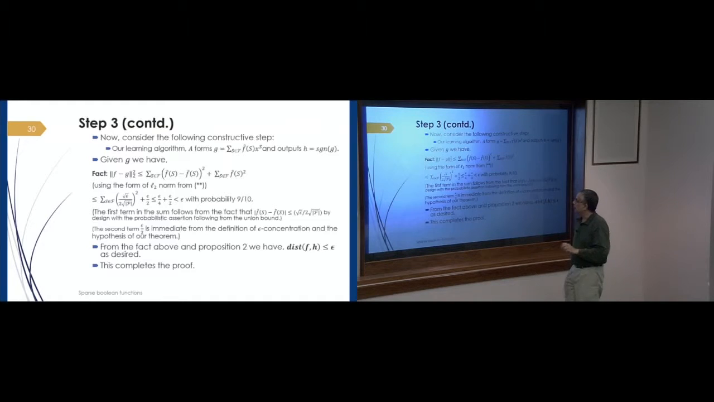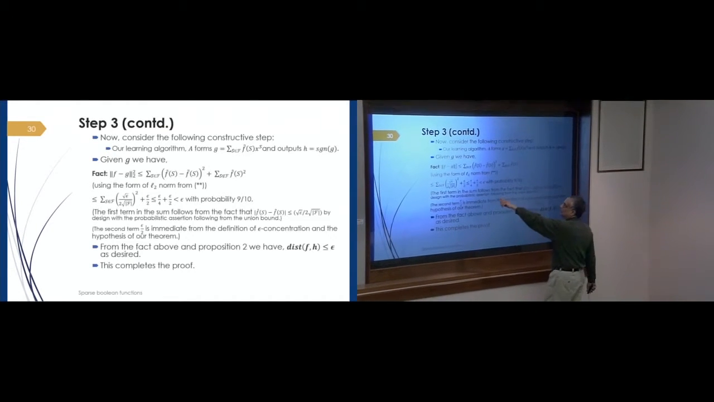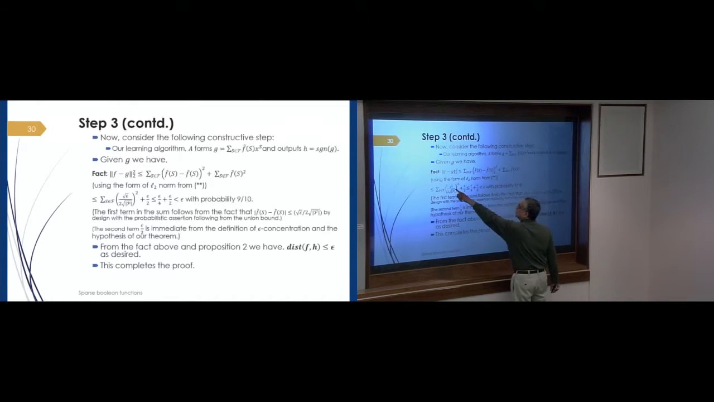So the first term is automatically bounded by that quantity, so we just replace that over there. That's by design, that's our bound. And from the union bound, we know this is true with the desired probability as well. That was just discussed on the previous slide.